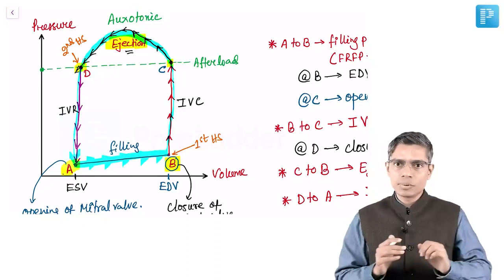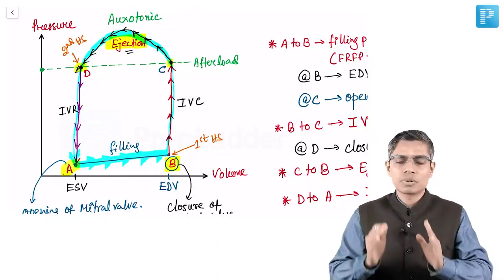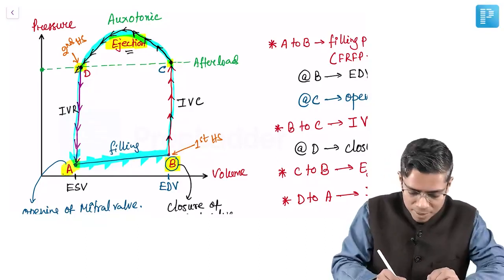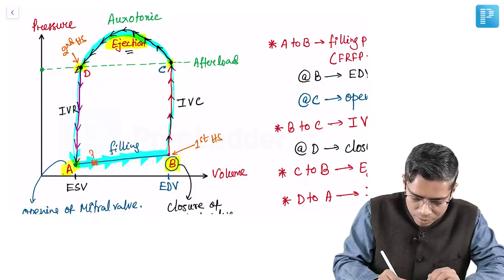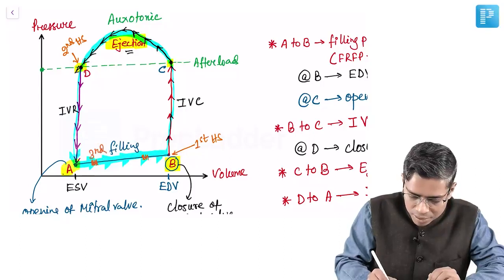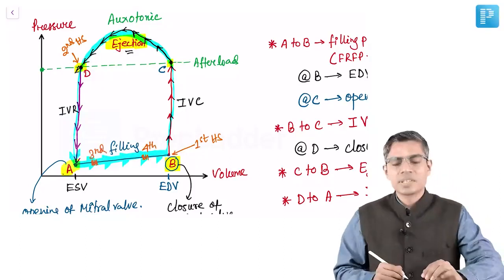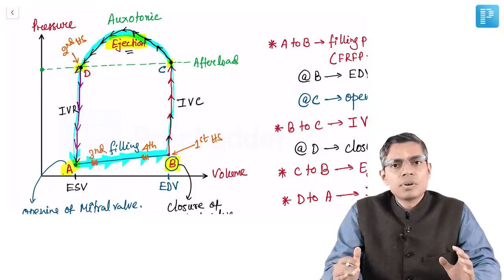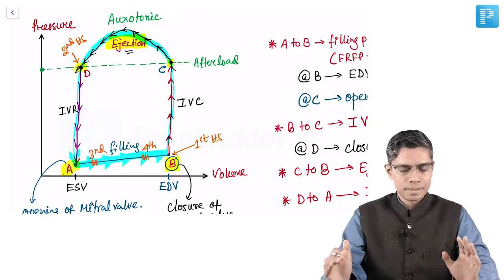And if I ask you about the third and fourth heart sounds, we all know that the third and fourth heart sounds occur during the filling of the ventricle, the first rapid filling phase and the last rapid filling phase. So somewhere here there will be the third heart sound, and somewhere here there will be the fourth heart sound. So this is about the normal PV loop of the left ventricle, right?